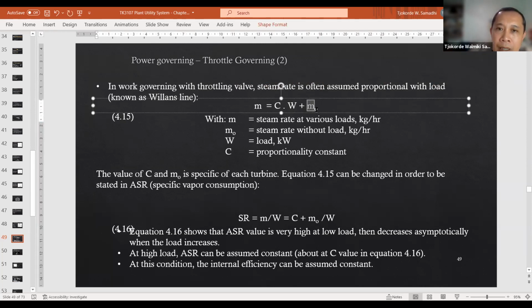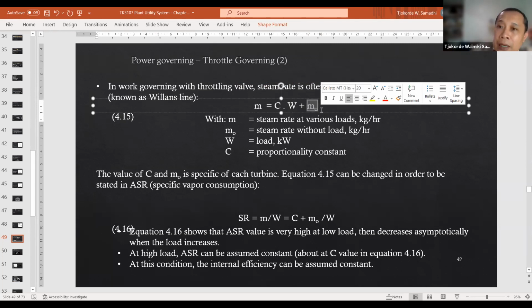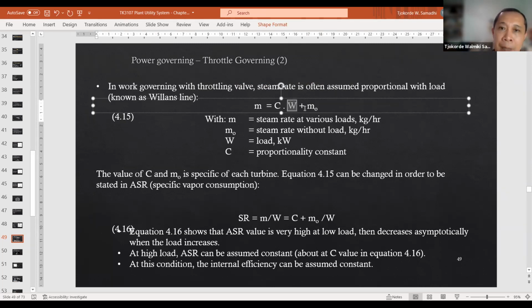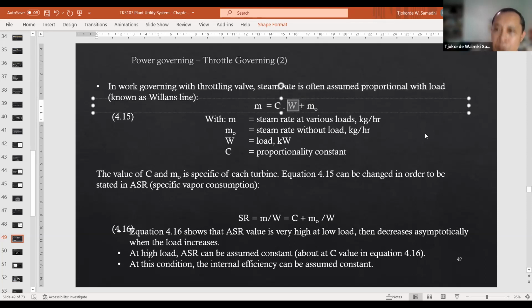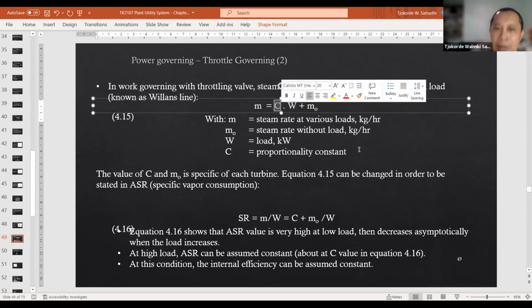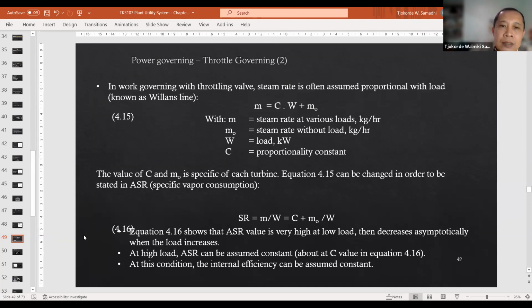M0 ini adalah laju uap tanpa adanya beban. Jadi poros generator itu berputar saja, nggak ada beban. Sementara W ini adalah beban kerja turbin yang bisa dinaik turunkan. Dan C adalah konstanta pembanding. Jadi rumusnya gampang sekali. Oke. Then you can follow the rest of the formula.